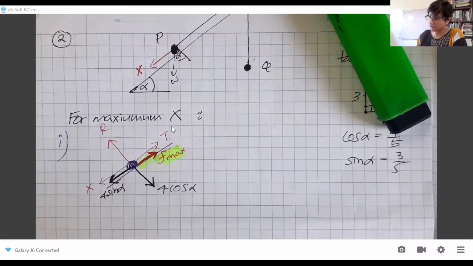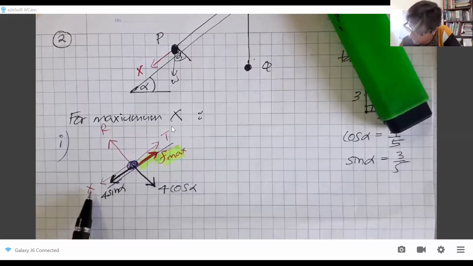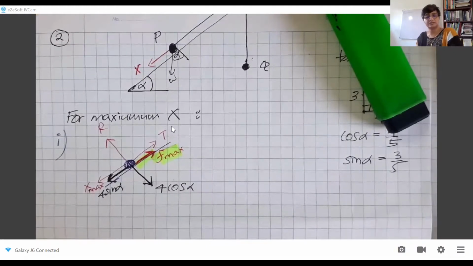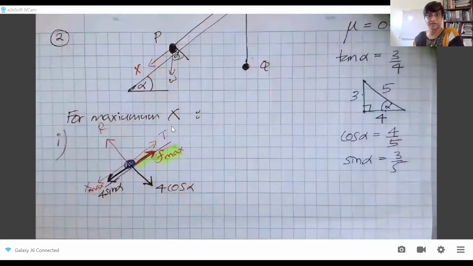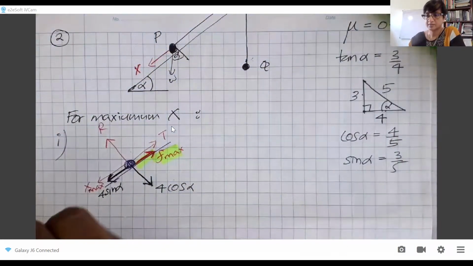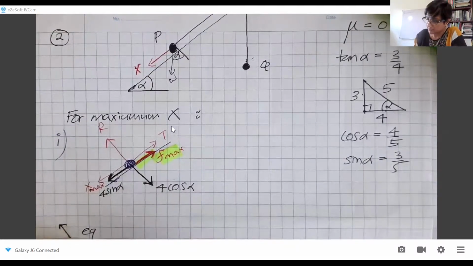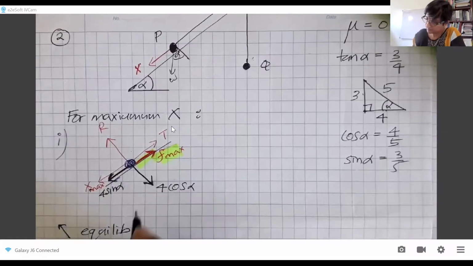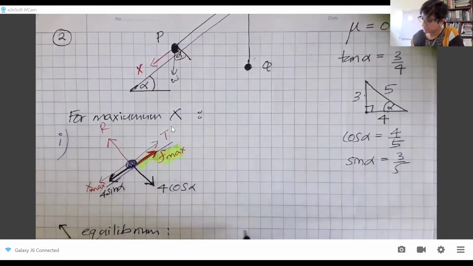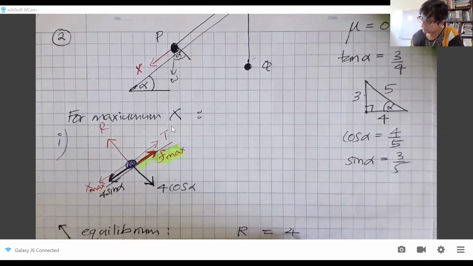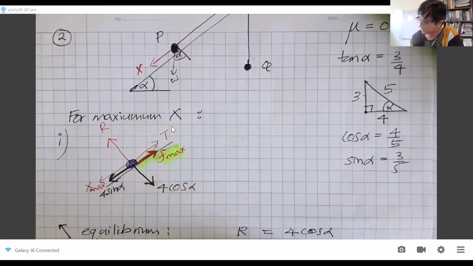Now we want to find the maximum x, so this would be x max. It's at rest, so you consider conditions for equilibrium. If you think of equilibrium this way, that's vertical equilibrium. R must equal 4 cos alpha. R must equal 4 times 4 over 5, that is 16 over 5.